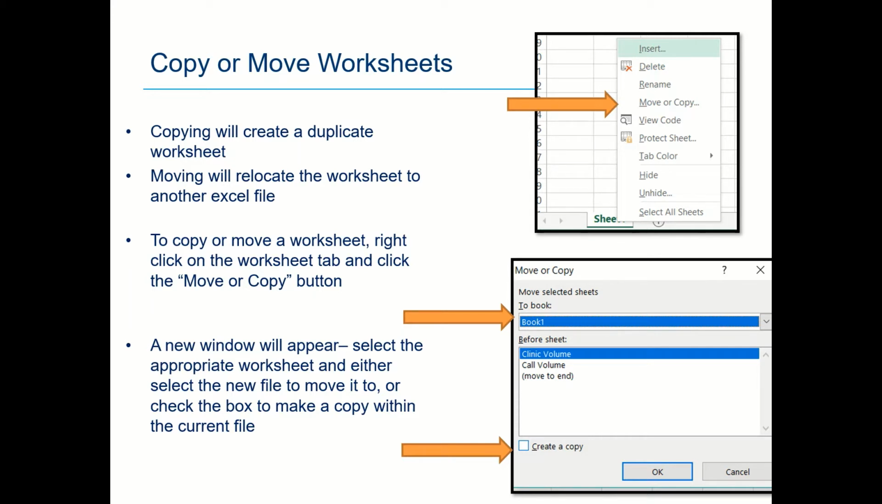So let's say you have a worksheet that you're working on, and now you want to repeat it so that you have multiple months or multiple years, but all the formulas and everything are going to be the same. You could use the copy function to do it within the same workbook, or you could use the move function to move it to a new workbook.